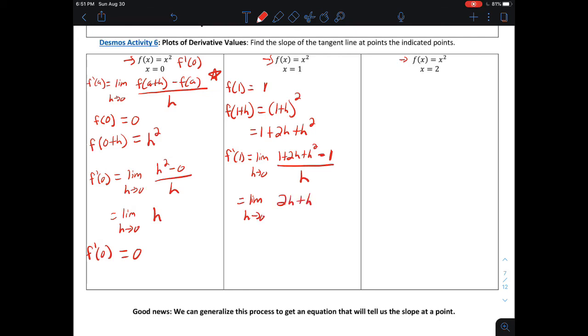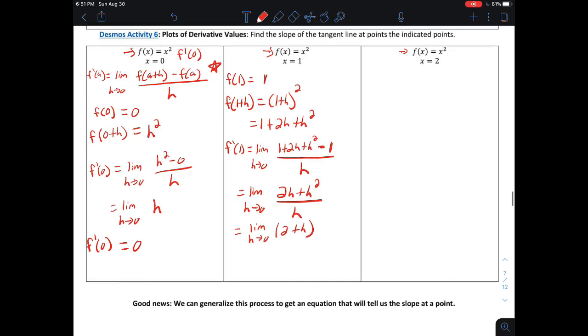And I simplify, which would be 2h plus h squared over h, which is going to make the limit as h approaches 0 of 2 plus h. And I put 0 in, and we get the slope of the tangent line at 1 to equal 2. So I'm using that same limit definition that we have to find the slope of a tangent line.